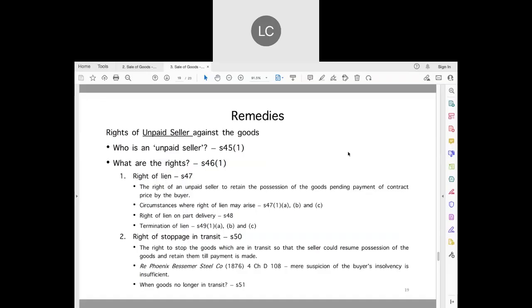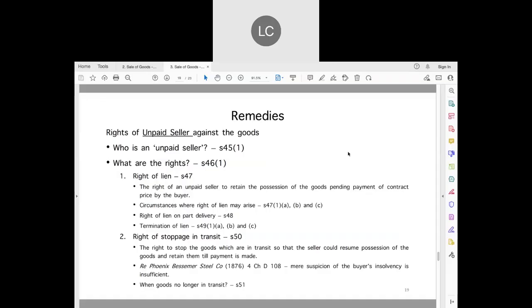So we need to know first, who is an unpaid seller. This is defined in section 45(1), which says that a seller of goods is deemed to be an unpaid seller when the whole of the price has not been paid or tendered, or when a bill of exchange or other negotiable instrument has been received as conditional payment and the condition on which it was received has not been fulfilled by reason of the dishonor of the instrument or otherwise. So this is provided for by section 45(1)(a) and 45(1)(b).